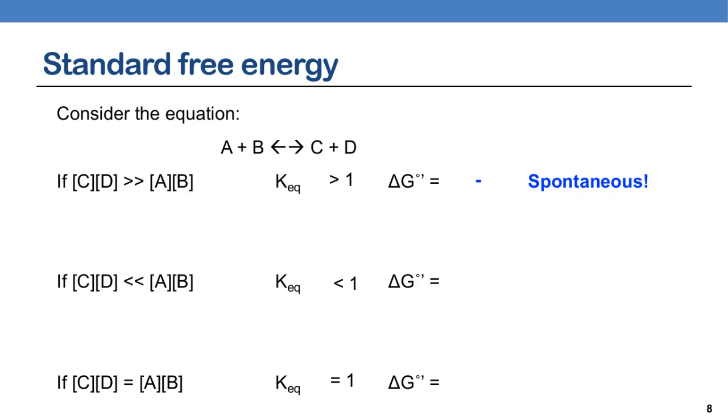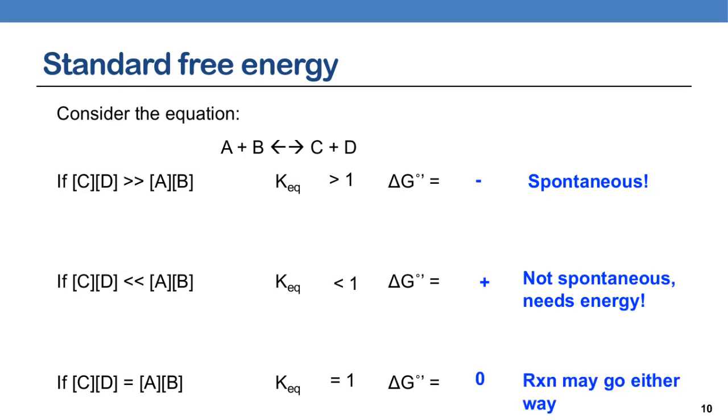Positive, perfect. And this kind of goes back to our ln. So our ln of a decimal is going to be negative. And you guys are also saying not spontaneous, needs energy. And then what happens if it equals 1? People are saying reversible, yes. 0, reversible, awesome. So ln of 1 is 0, so it could go either way. It could really be pushed in any direction. Nice.